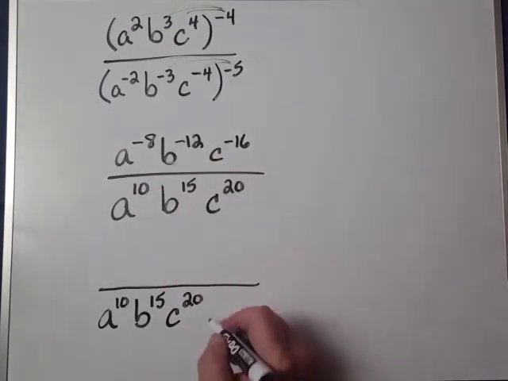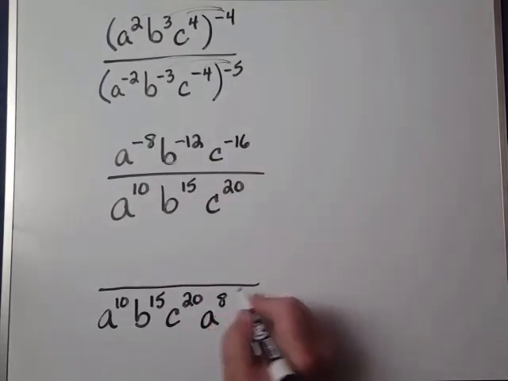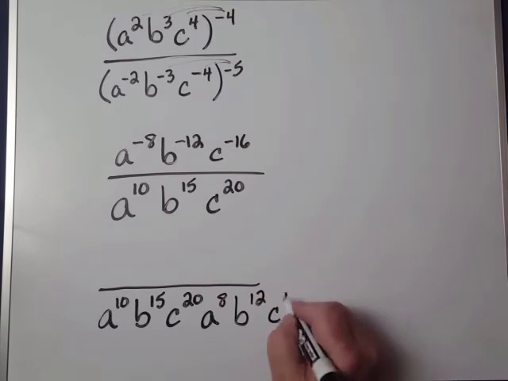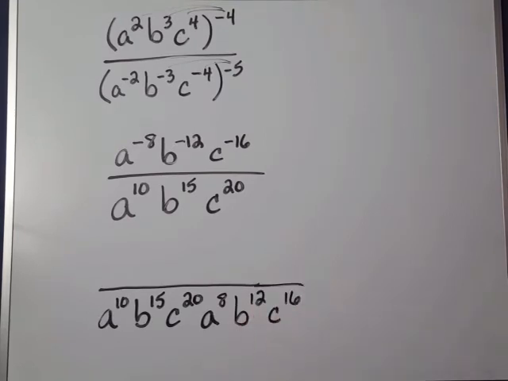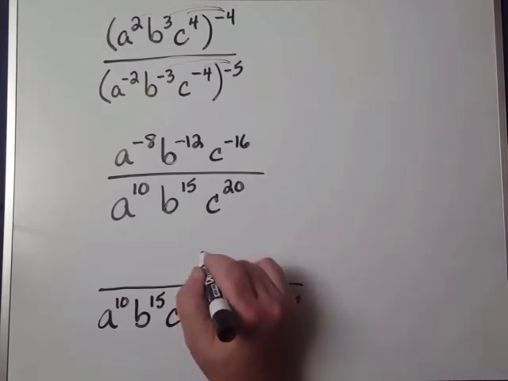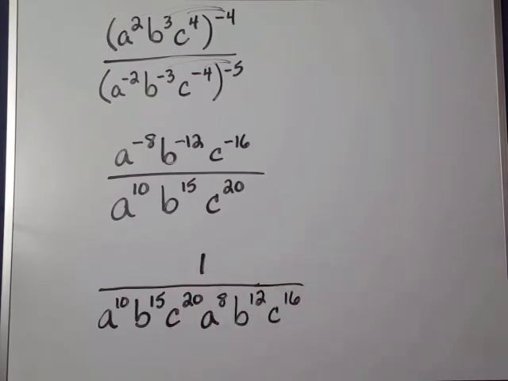A to the negative 8 in the top becomes A to the positive 8 in the bottom. B to the negative 12 in the top, B to the positive 12 in the bottom. Same for the C. C to the positive 16 as we move it to the denominator. That leaves nothing behind in the numerator, the multiplicative nothing, that residual factor of 1.